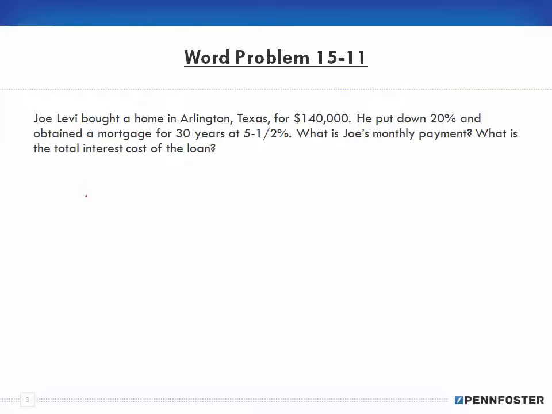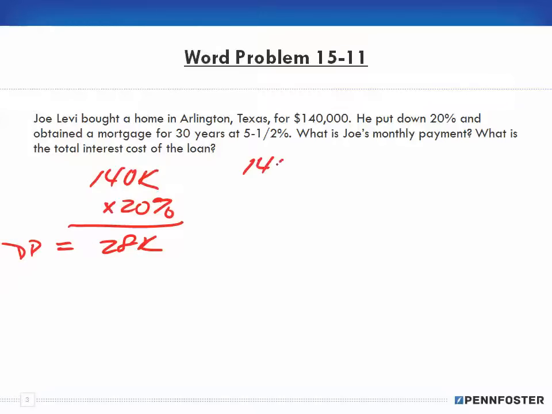I'm going to start out here at 140,000. And I have to multiply it by 20% in order to get my down payment, 20%. And that means my down payment is $28,000. Okay, so now that I know what my down payment is, I can take my 140,000 and subtract my 28,000 down payment to find out my loan amount, which is 112,000.